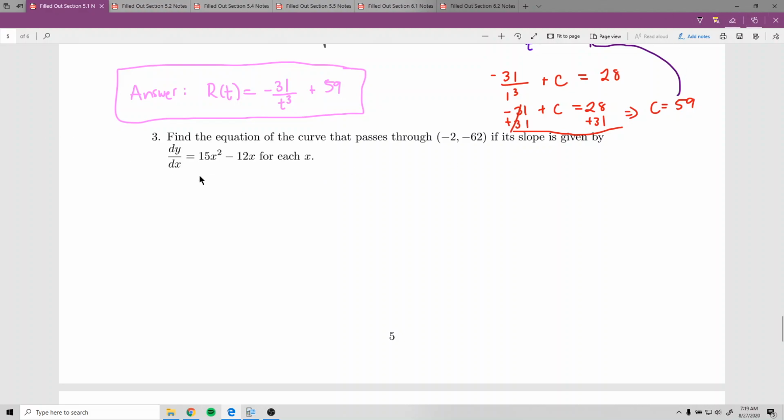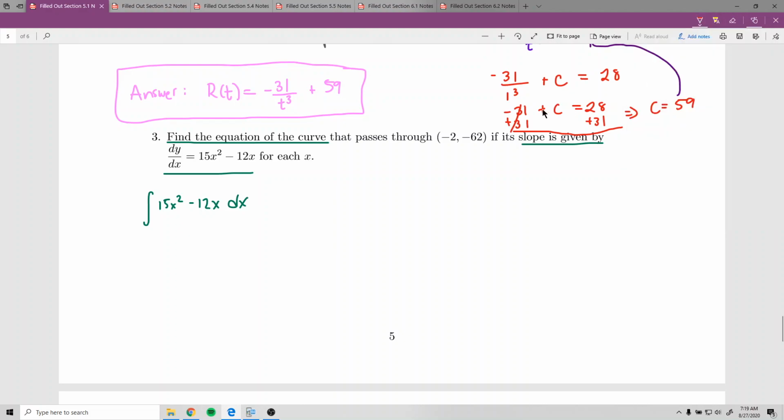Let me use that green color like I used, just keep it the same. All right, so this part here, the slope, they're giving you the derivative and we want the original equation, which means we want to integrate our derivative. All right, find the original equation from the derivative.